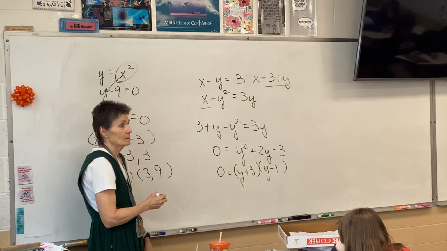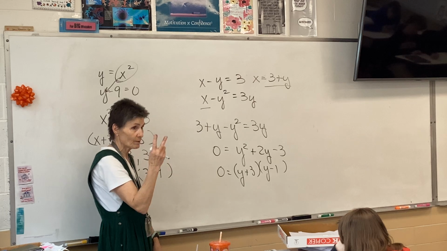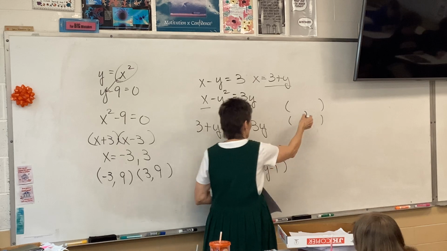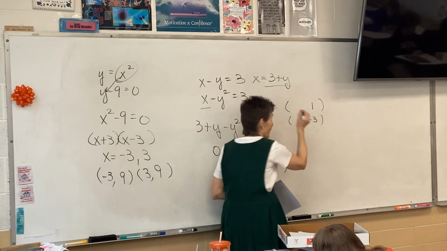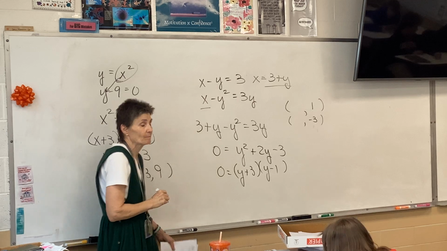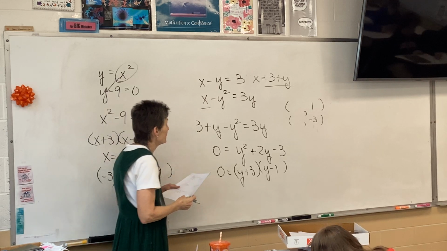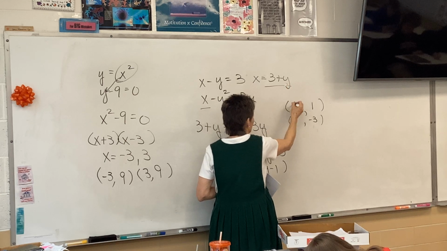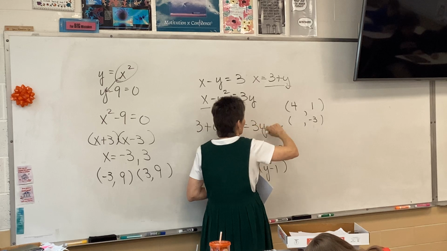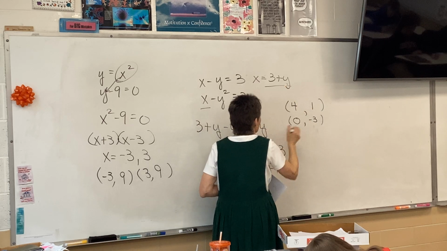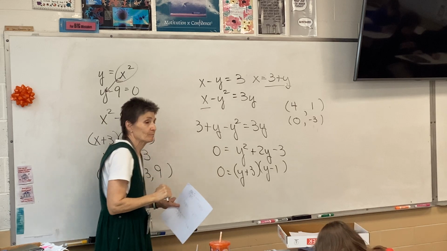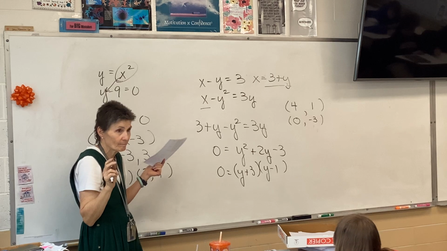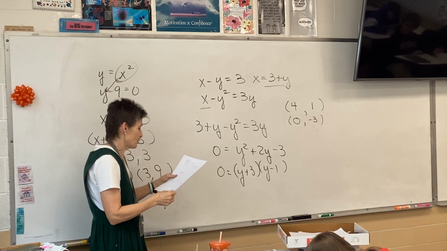So again, two different answers. This time they are y values, so make sure when you put them in your ordered pair, you put them in the y spot. Those are y values. And then if y is 1, it looks like x is 4. And if y is negative 3, it looks like x is 0. Substitution. Good?